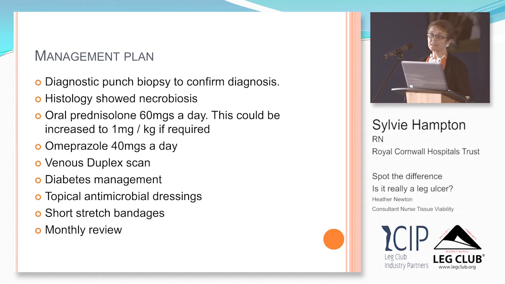So this was the management plan: diagnostic punch biopsy to confirm diagnosis. Histology showed necrobiosis. An oral prednisolone was given of 60 milligrams a day, and this could be increased to 1 milligram per kilogram if required. Omeprazole, obviously because of the steroids. Venous duplex scan, diabetes management, topical antimicrobial dressings, short stretch bandages, and monthly review, and telling her to keep off her blooming skateboard.